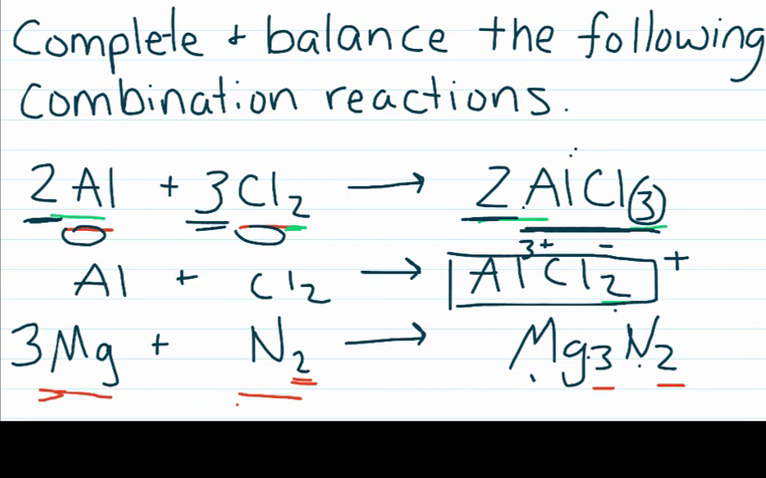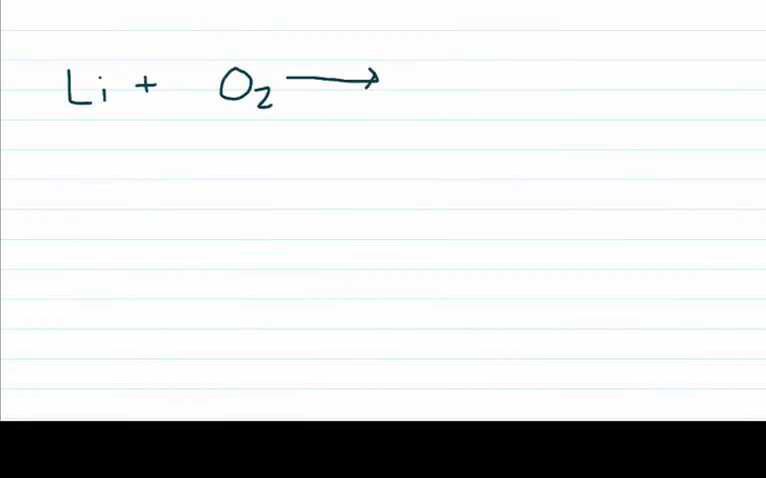Let's look at one more example. Let's react lithium with oxygen. These reactions where we react a metal with oxygen are extremely common. So we're going to follow the same procedure that we followed before. We're going to write the elements next to each other. And then because one is a metal and one is a nonmetal, we know it's ionic, so we have to balance these charges. Lithium has a 1+ charge. Oxygen has a 2- charge.